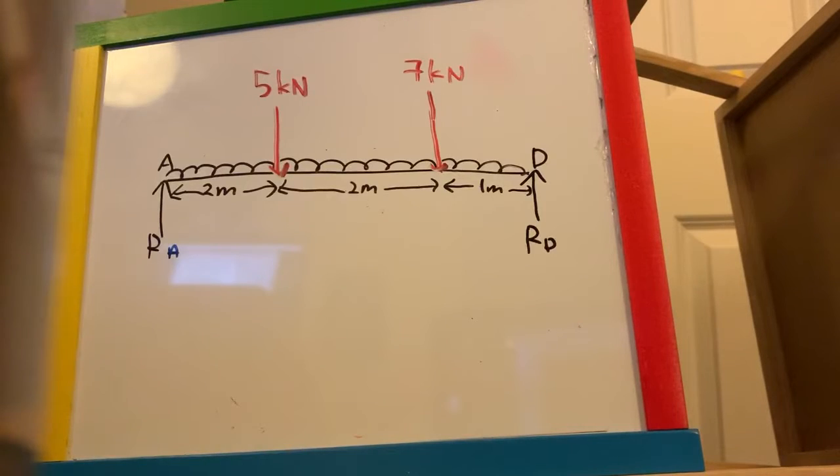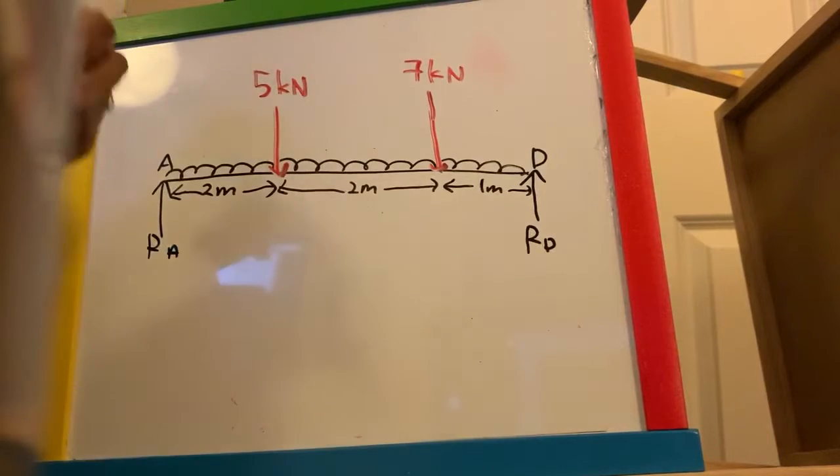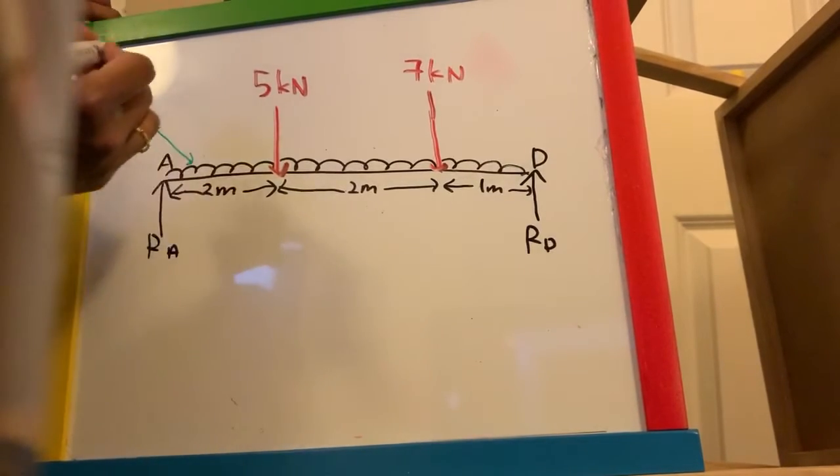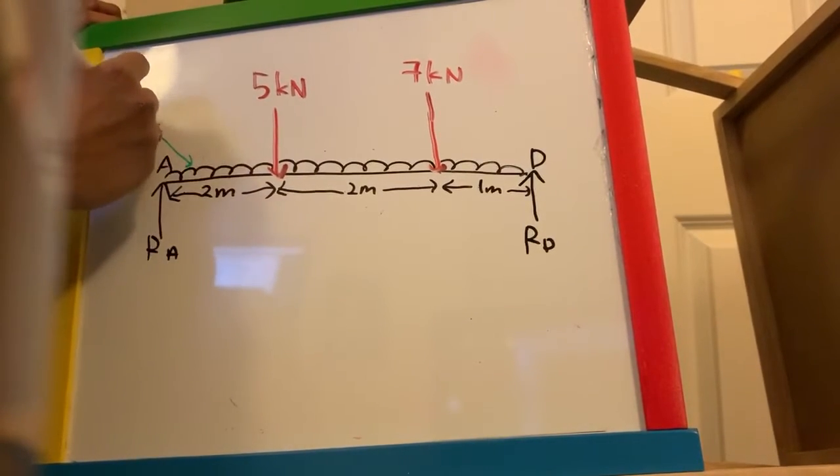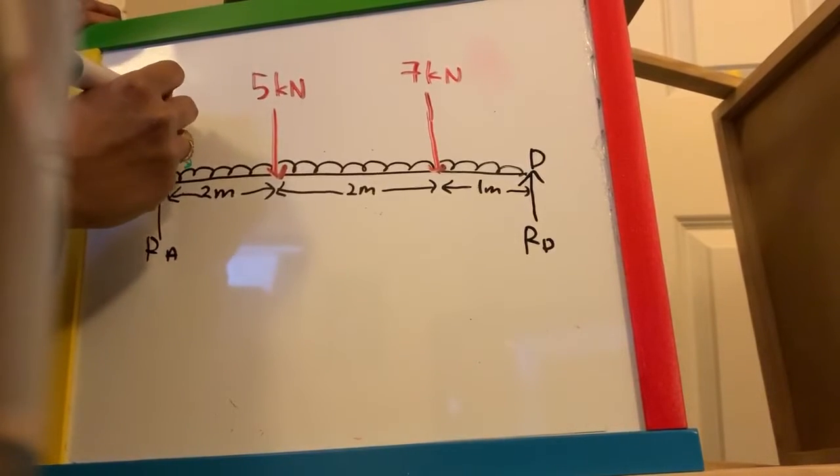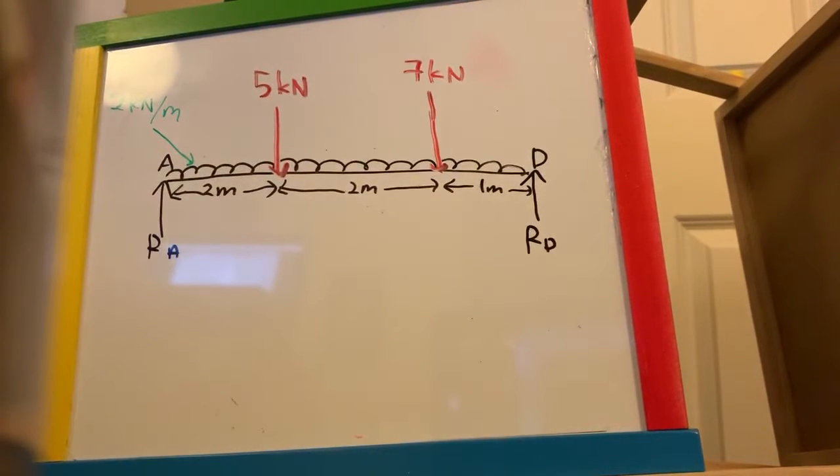Load is spread throughout the diagram, or spread throughout the beam, and it carries the magnitude or intensity of 2 kilonewton per meter. Okay, so that is the magnitude of the UDL, or uniformly distributed load.